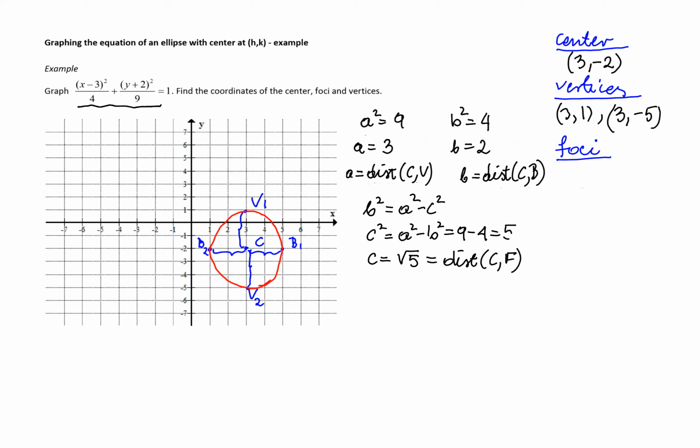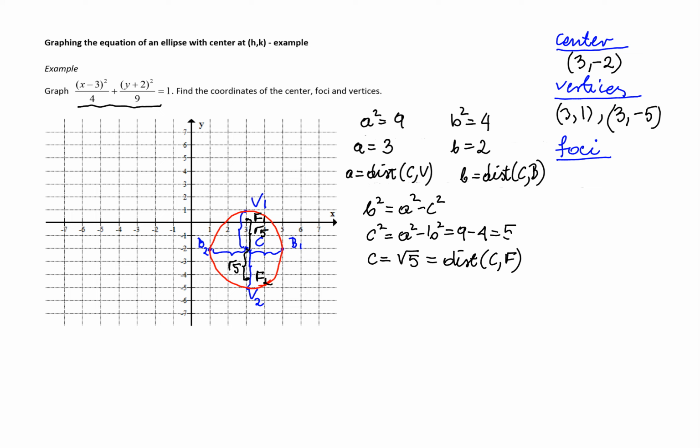So to get the foci on the graph, we'll have to start with the center and move square root of 5 units up and the square root of 5 units down from that center. So square root of 5 is about 2.2, so we'll move square root of 5 up to get the focus f sub 1, and we'll go square root of 5 units down to get the focus f sub 2.